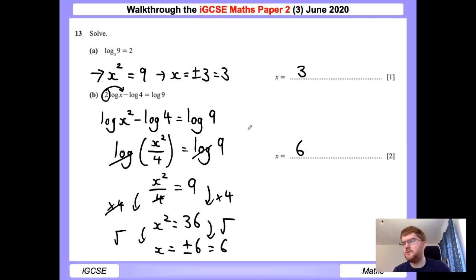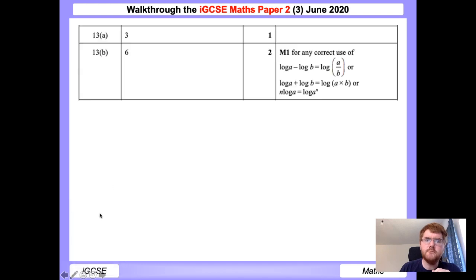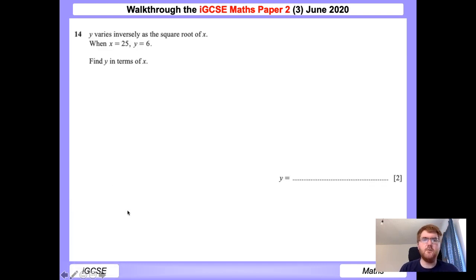Nice log question, definitely on the harder side of the scheme of learning. So make sure you're familiar with logs. Often comes up on paper too, and it's usually a decent chunky question, 3 marks or so. It's a topic you need to know. Okay, there's 3, there's 6. Let's continue. So what do we have next?